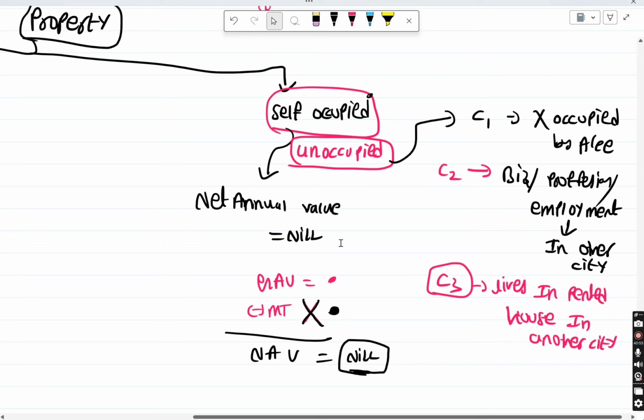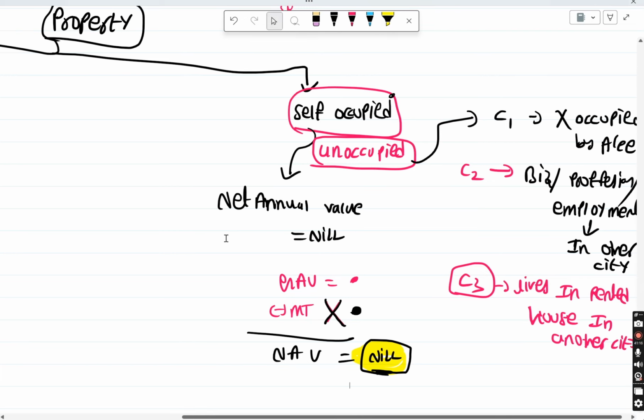Because of this reason your house is unoccupied, then you can claim the nil benefit. Did you understand what is self occupied and what is unoccupied? Self occupied means you occupied your own house, or your family or some relative is staying there. Unoccupied means you did not stay there, and if you satisfied all these conditions, you can take the nil benefit. You don't need to pay any tax on it.